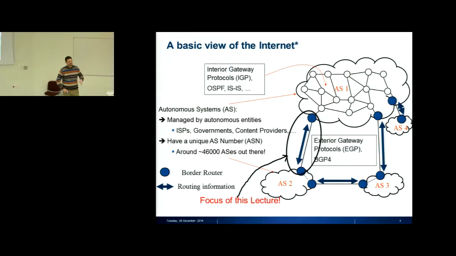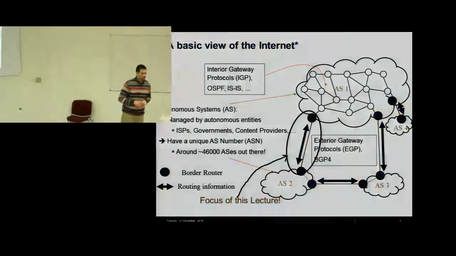So the correct answer is somewhere around 40,000 autonomous systems that are active in the internet. So we have a big ecosystem of autonomous systems that all interconnect with the Border Gateway Protocol.